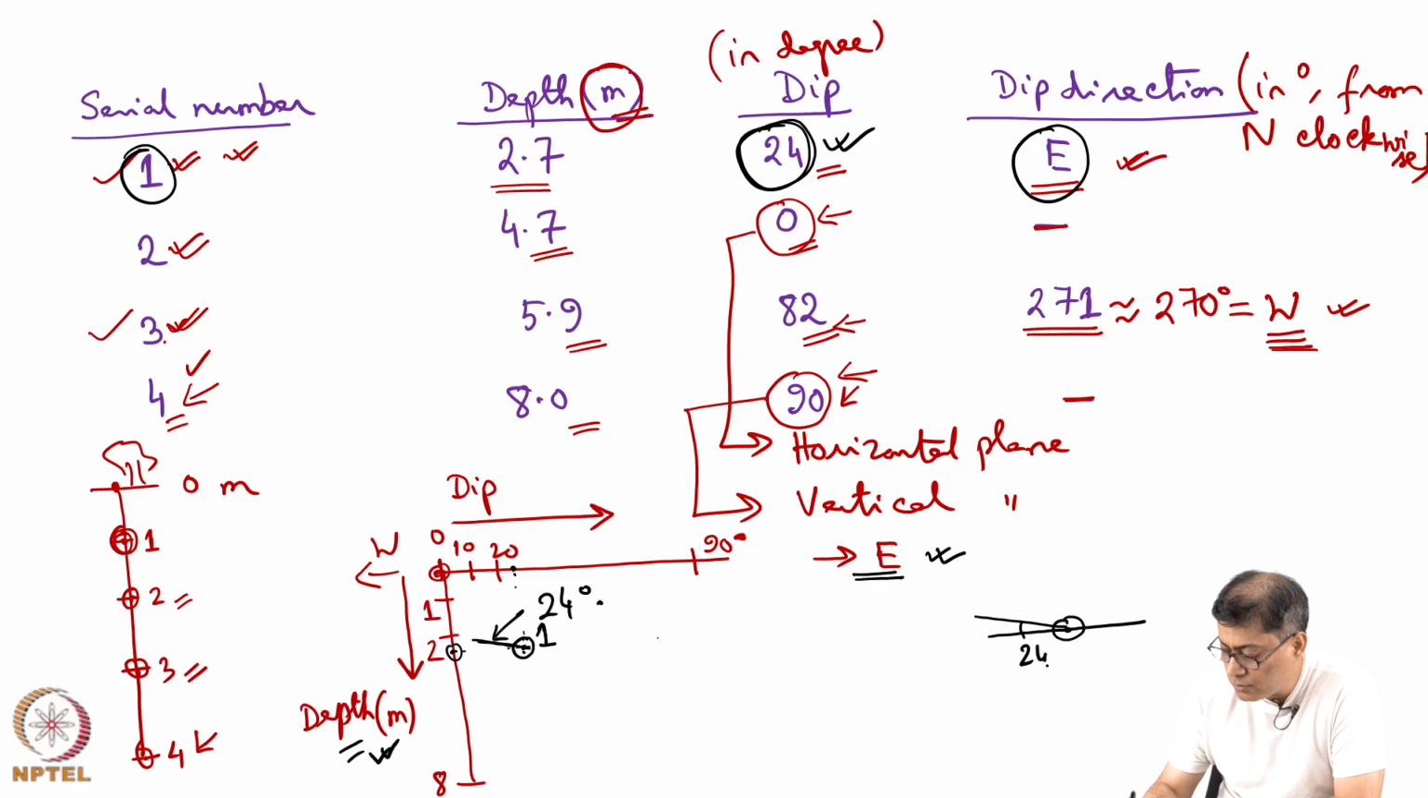A 24-degree angle was drawn from the horizontal. So, this represents the dip of the plane, and the dip direction was towards east, that is why we have drawn it this way. If instead of east the given direction was west, how would I have drawn it?